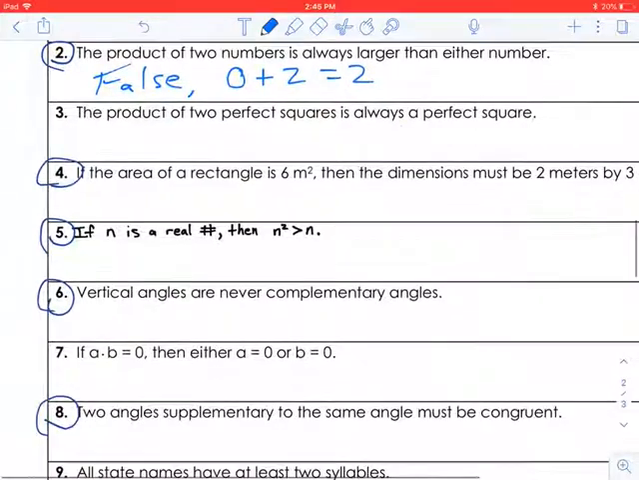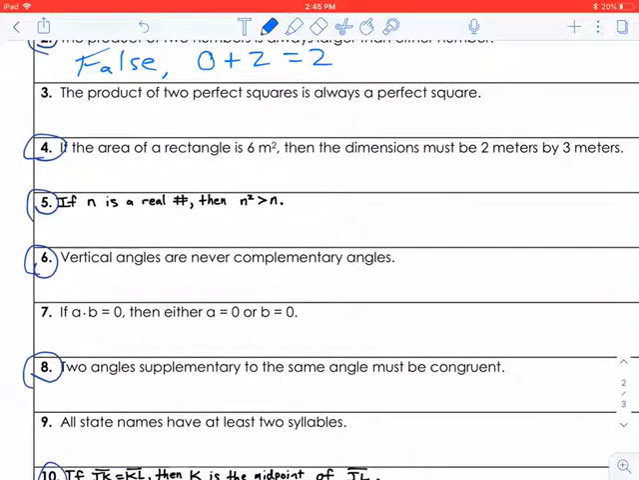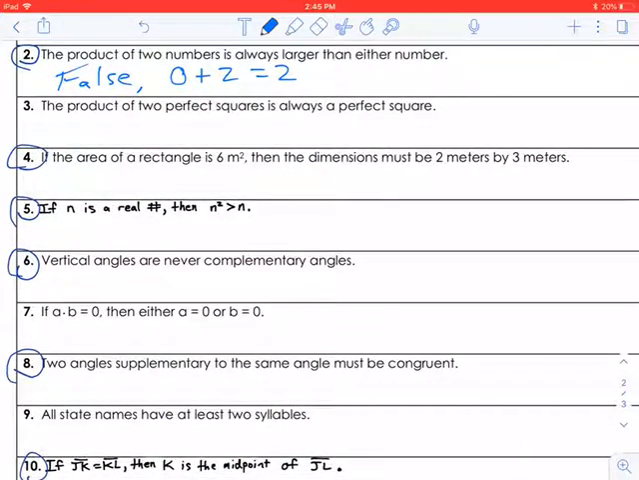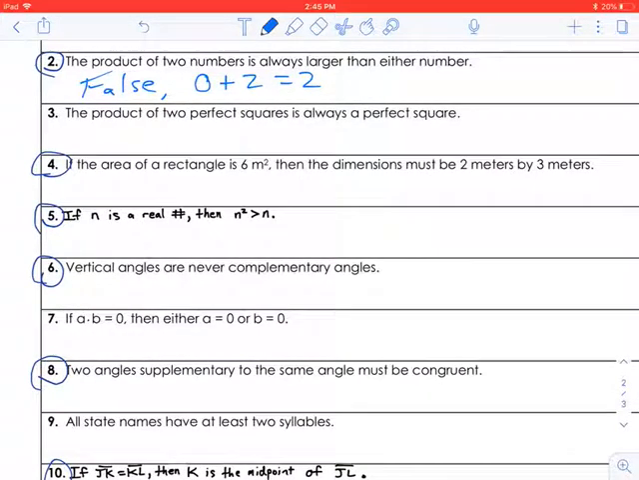Or the other one, 2. Okay, so number 4, if the area of a rectangle is 6 meters squared, then the dimensions must be 2 by 3 meters. That's not true. That's false. Can you think of the counterexample? So 6, how else could I have 6 meters squared? Well, 2 times 3 is 6, but what else? 6 meters by 1 meter would also give me 6. So it could be longer in one direction.